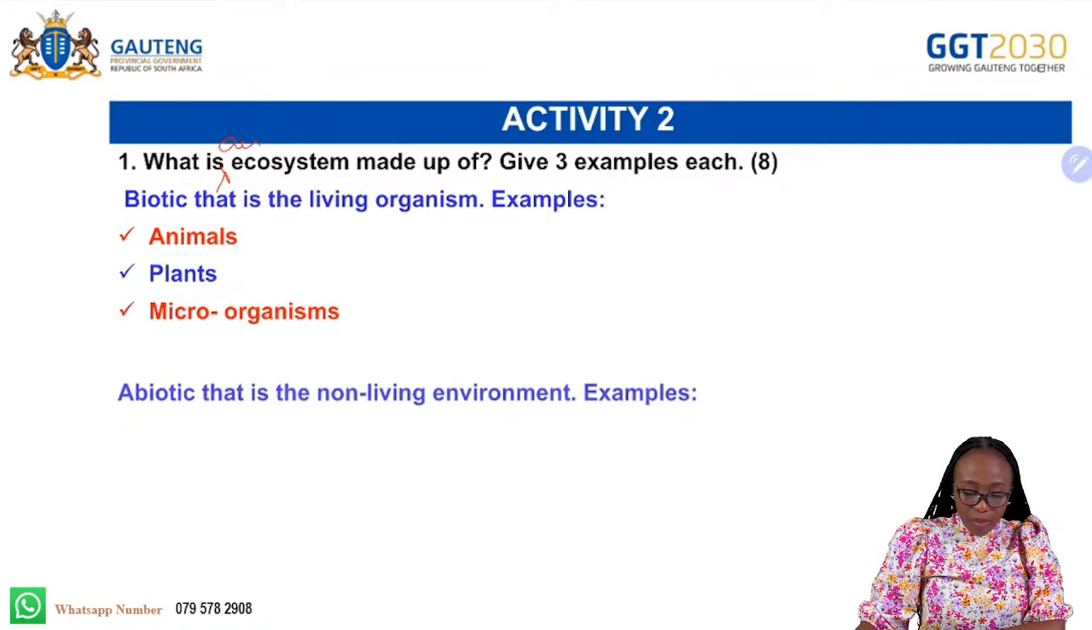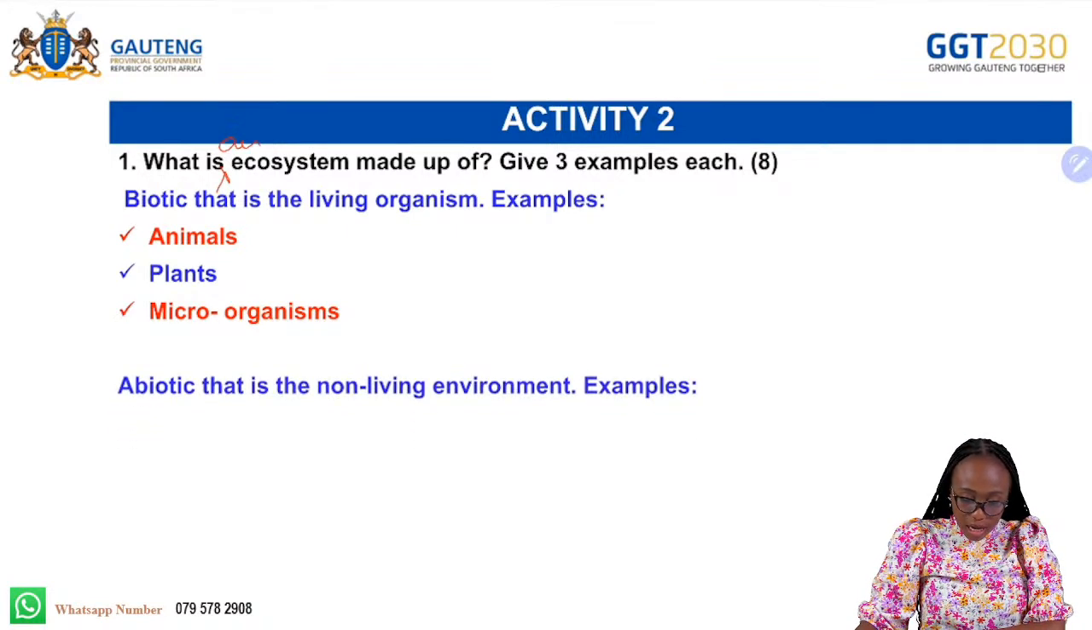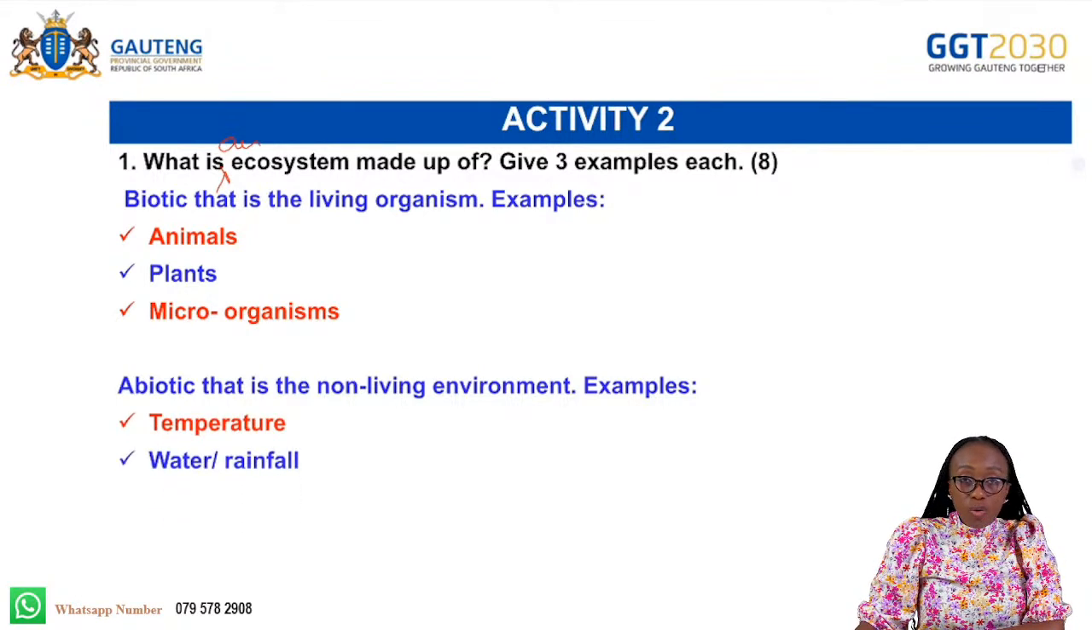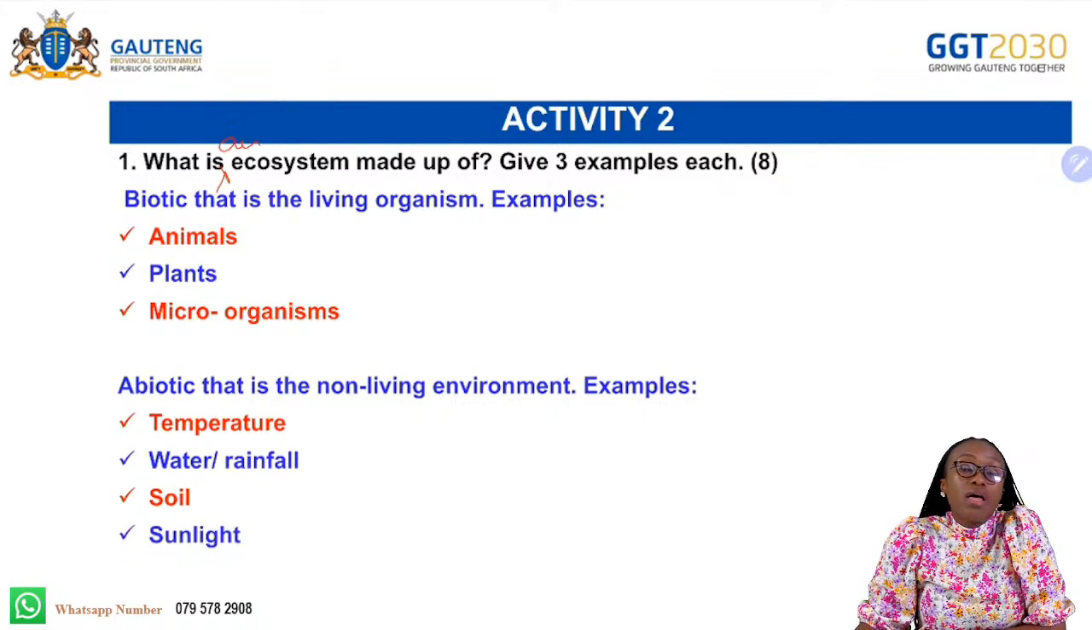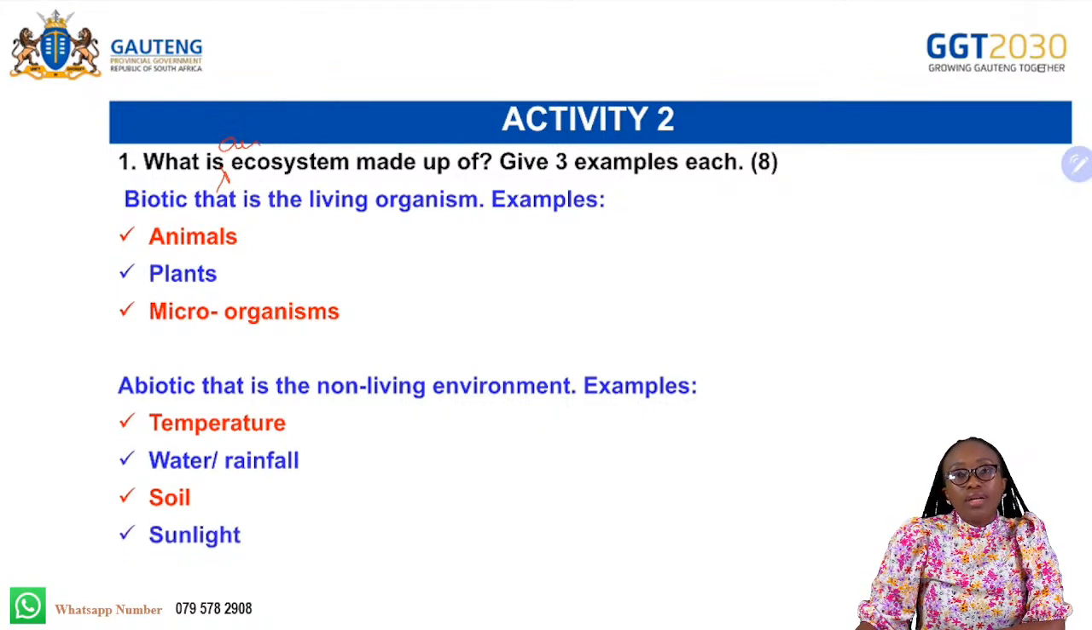And then the abiotic, that is the non-living part of the environment. Here are some examples: temperature, water or rainfall, soil, and sunlight. So these are the non-living parts. Give yourself 1 minute to quickly copy down the corrections. Then after 1 minute, we will continue.